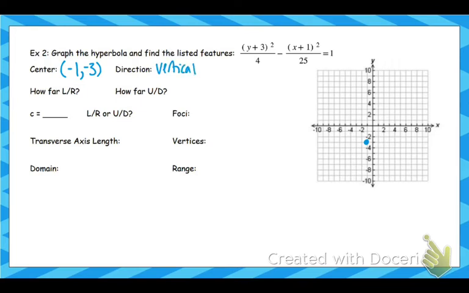Under the x is 25, so I'm going to go left and right 5. So I'll go ahead and mark those points. Under the y is 4, so I'm going to go up and down 2. So now let's draw our box. Let's draw our x.